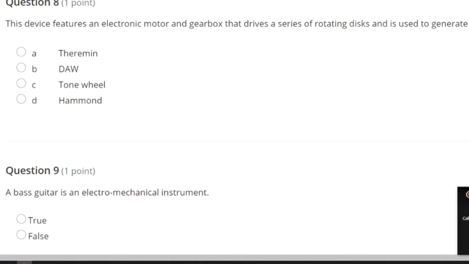Question 8. This device features an electronic motor and gearbox that drives a series of rotating discs and is used to generate musical notes. Is it A, theremin, B, DAW, C, tone wheel, or D, Hammond? Though a Hammond organ features tone wheels, the answer is C, tone wheel. It's a rotating disc placed very near a transducer, like a magnetic pickup. You set the tone wheel spinning, it generates a note. You add a few of these together using additive synthesis, and you get the working mechanism of a Hammond organ.